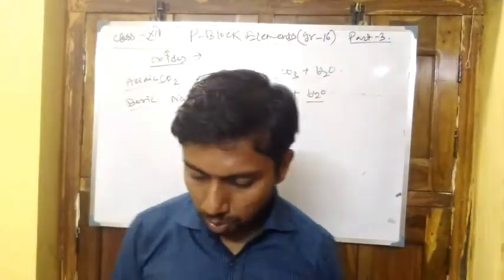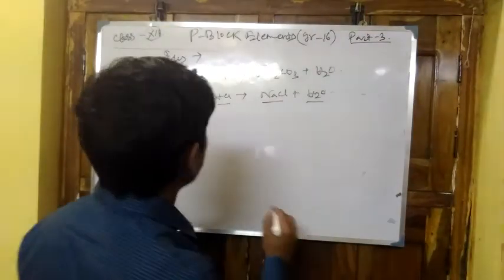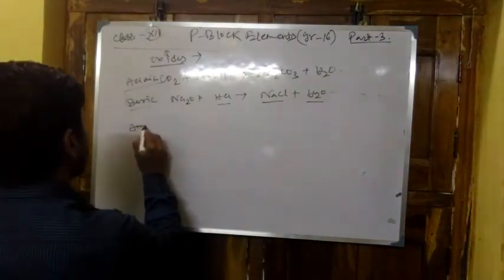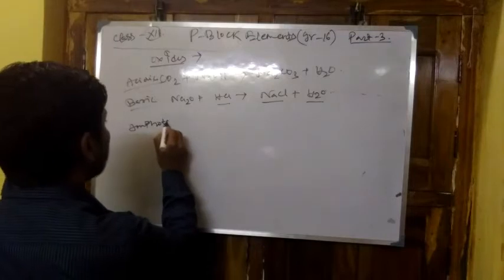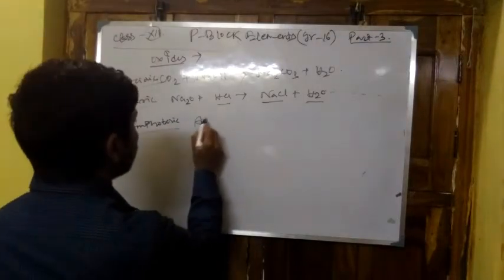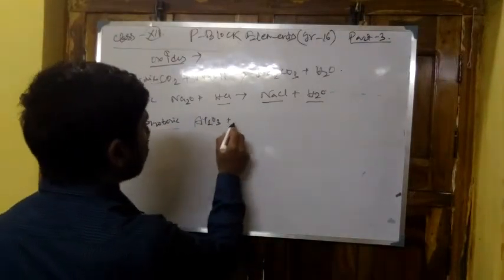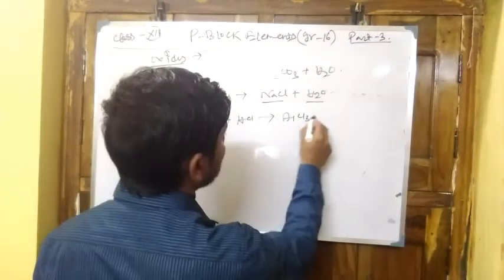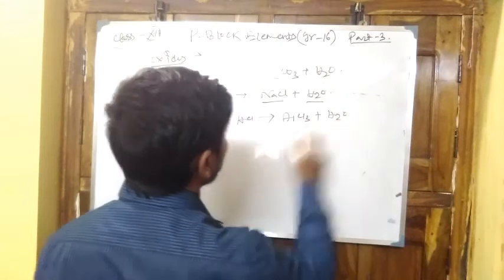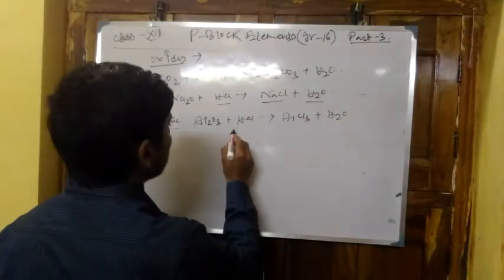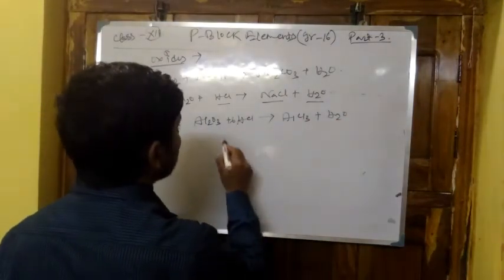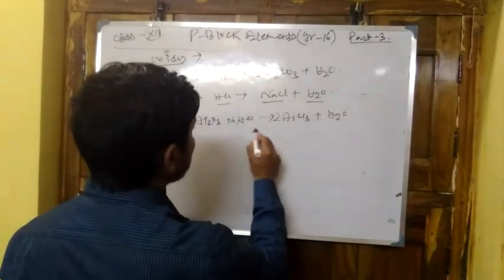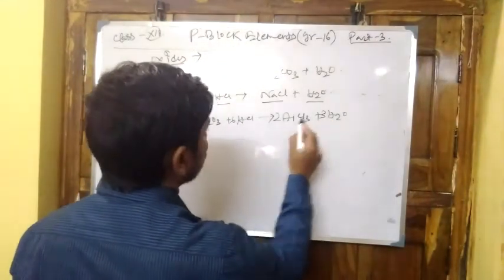Now the second one, amphoteric oxide. We may take the example of Al2O3. First of all it will react with HCl forming AlCl3 plus H2O. The balanced equation is Al2O3 plus 6HCl gives 2AlCl3 plus 3H2O.